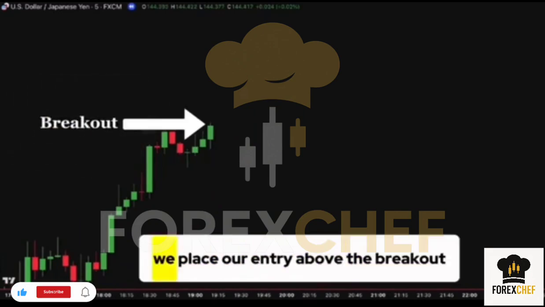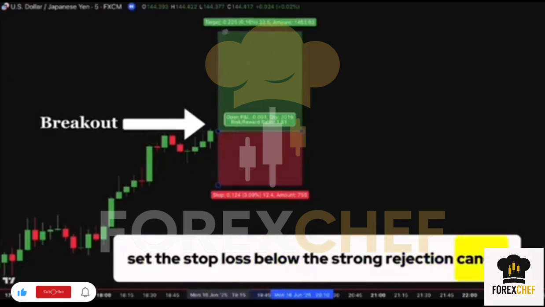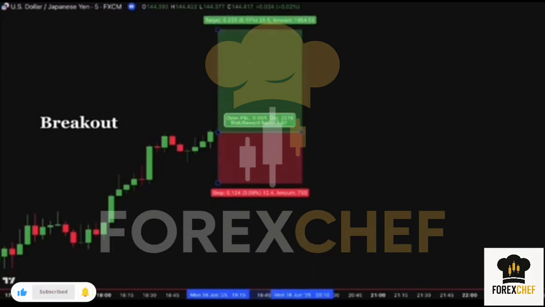Once the breakout occurs, we place our entry above the breakout, set the stop loss below the strong rejection candle, and target the next key level. Now look at what happens next. As you can see, the market pushes directly to our target. This was just a chart example to show you how to spot and trade the compression fakie setup with proper structure and multi-time frame confluence.